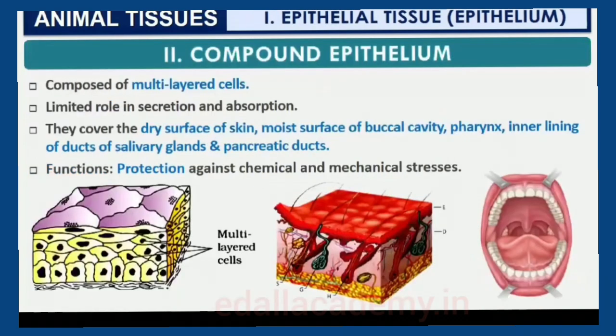Compound epithelium is made of more than 1 layer, multilayered, of cells and thus has a limited role in secretion and absorption. Figure 7.3. Their main function is to provide protection against chemical and mechanical stresses. They cover the dry surface of the skin, the moist surface of buccal cavity, pharynx, inner lining of ducts of salivary glands and of pancreatic ducts.